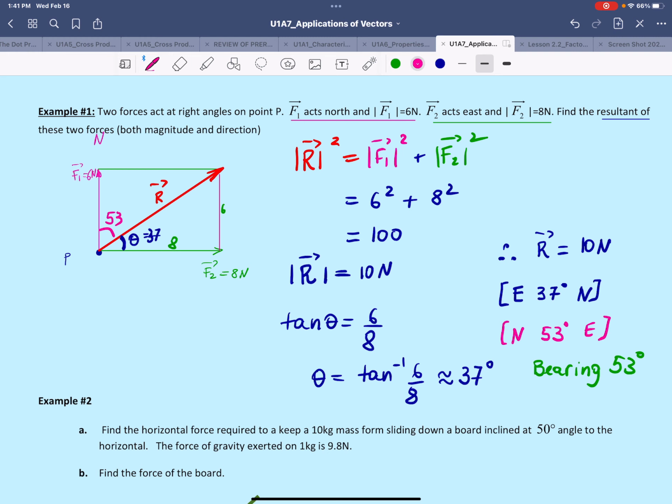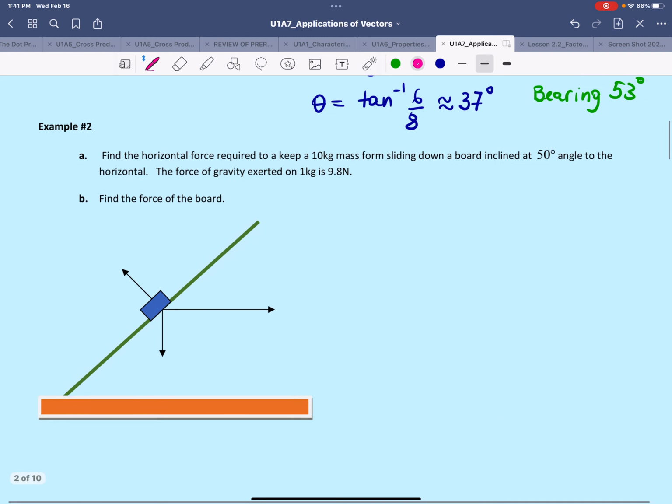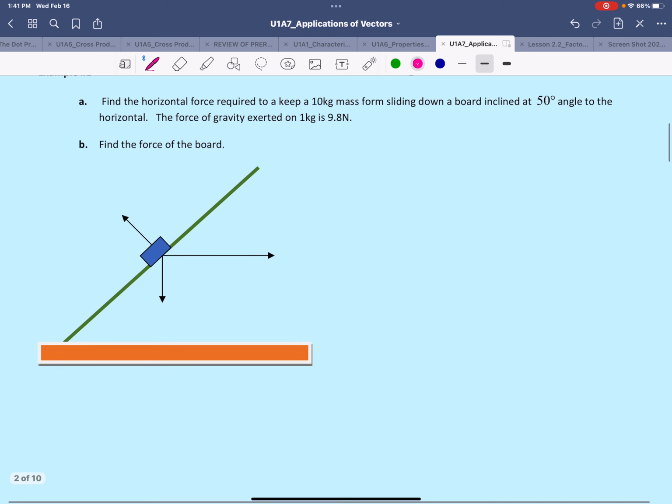Okay, so let's move on to the next example. In the next example, we are given some diagram. We have to find the horizontal force that is required to keep a 10 kilogram mass from sliding down a board which is inclined at a 50-degree angle to the horizontal. We know that the force of gravity exerted on 1 kilogram is 9.8 newtons.